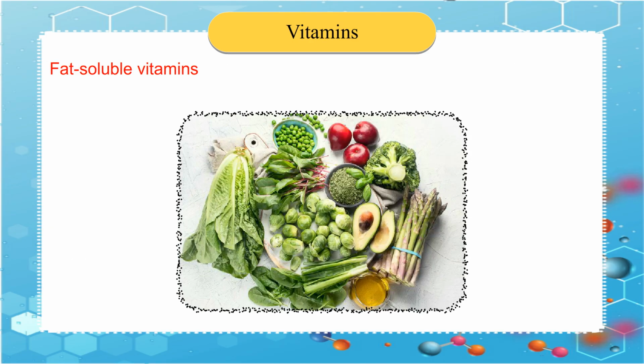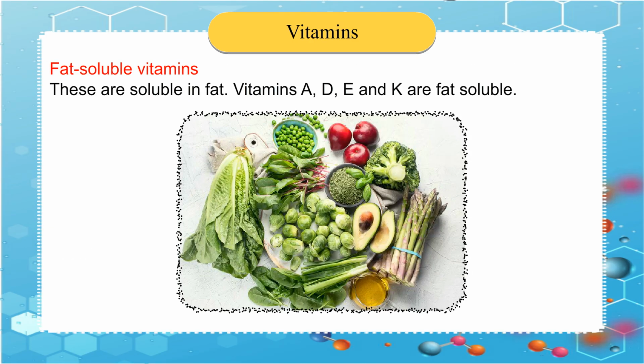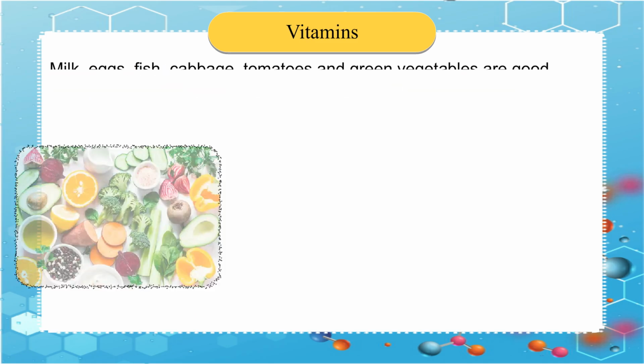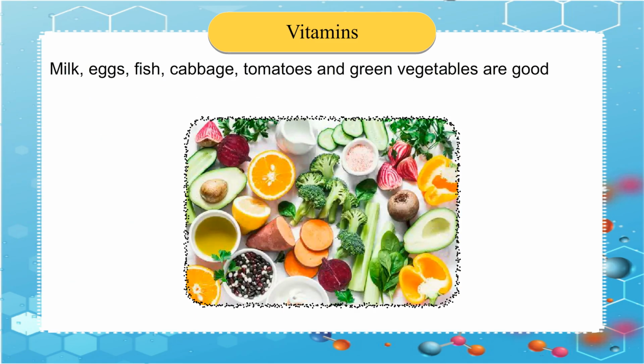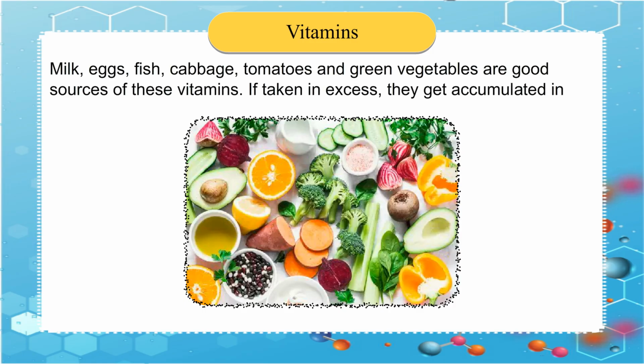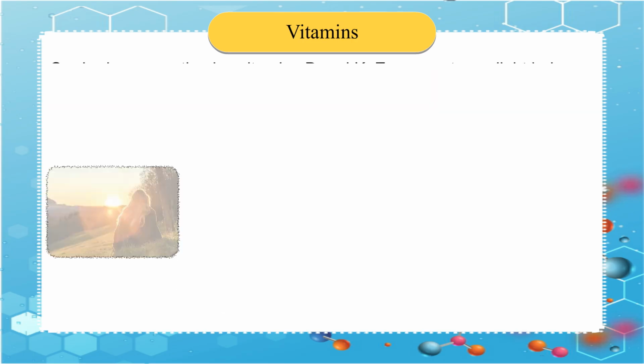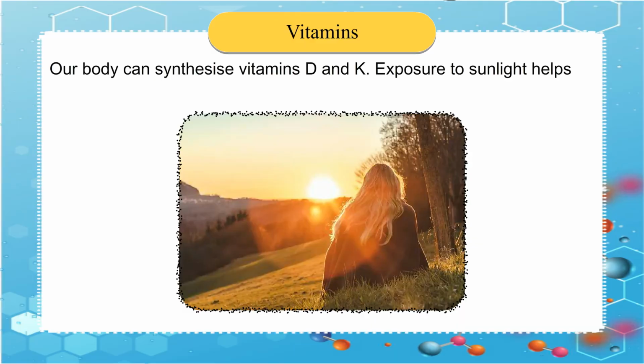Fat-soluble vitamins. These are soluble in fat. Vitamins A, D, E and K are fat-soluble. Milk, eggs, fish, cabbage, tomatoes and green vegetables are good sources of these vitamins. If taken in excess, they get accumulated in the body and are harmful. Our body can synthesize vitamins D and K.